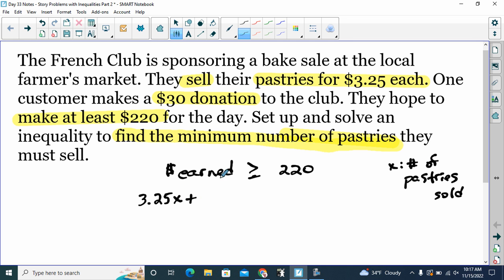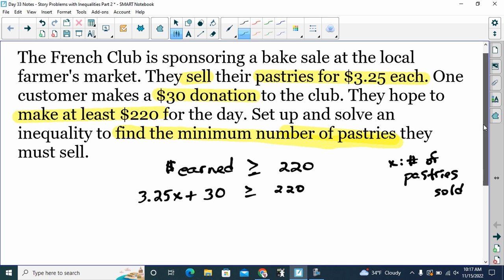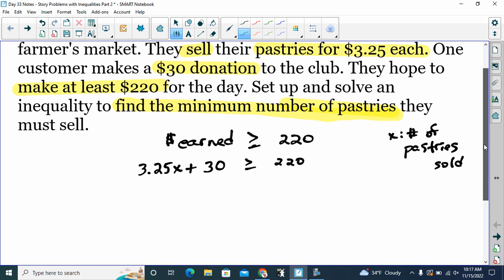Plus, they also make money because this one customer donated $30. That $30, they just got that once. So we do not include an x next to the 30, because they're not getting $30 for every pastry they sell. They just earn that $30 one time. That is everything they earn money on. We have completed our expression for money earned, so we can fill in our inequality: 3.25x plus 30 needs to be greater than or equal to 220.